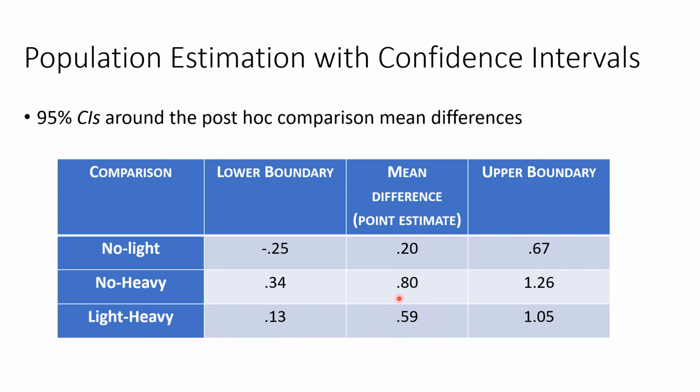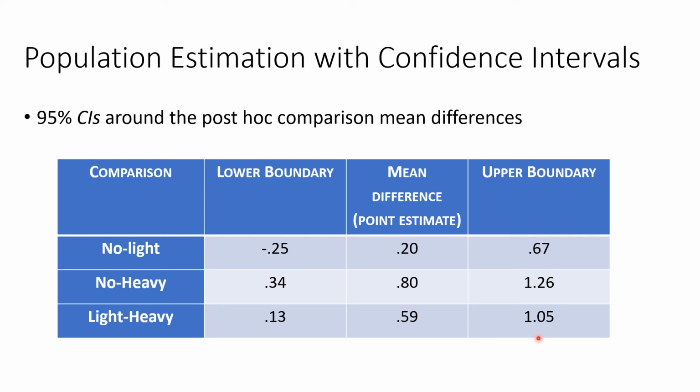Our best guess at the population parameter is something close to 0.6, but if we had a lot of sampling error, it could be as low as 0.13 or as high as a full hour. But again, the point estimates are our best guess, but we need to recognize that we could be a bit off on the high or low side, and that's what these boundaries give us.